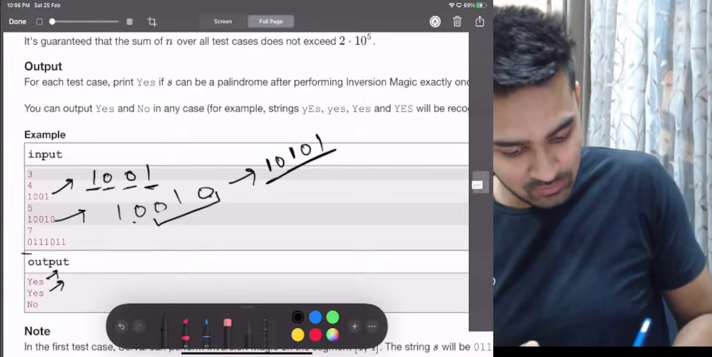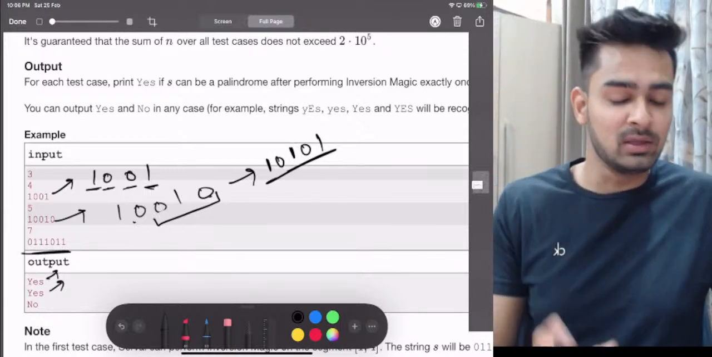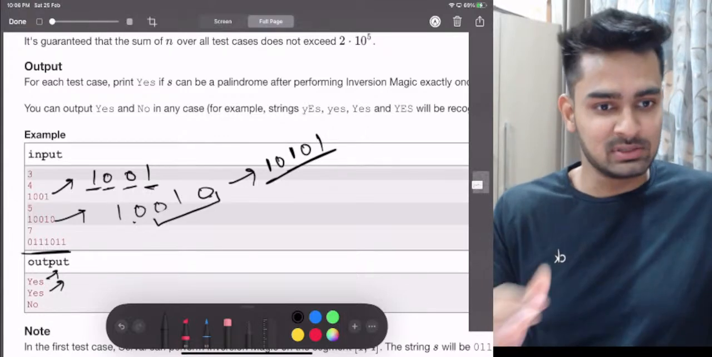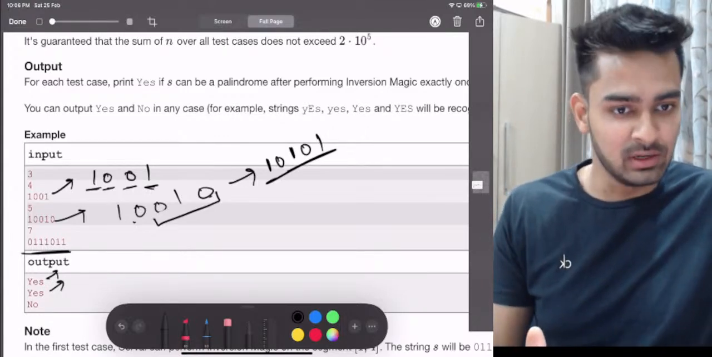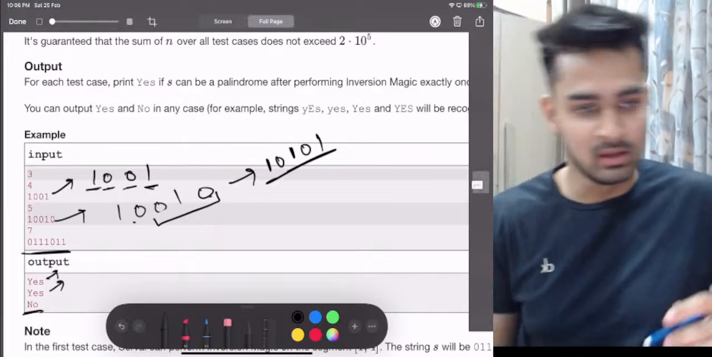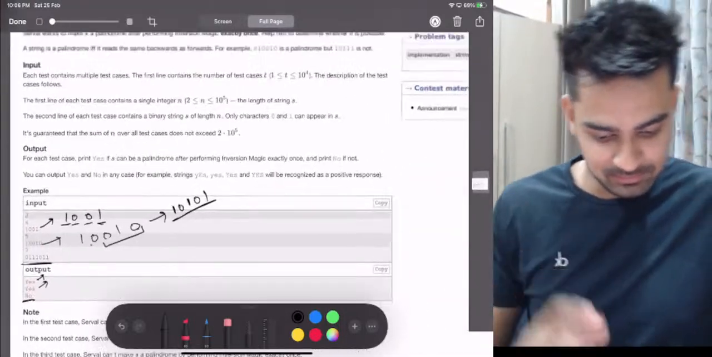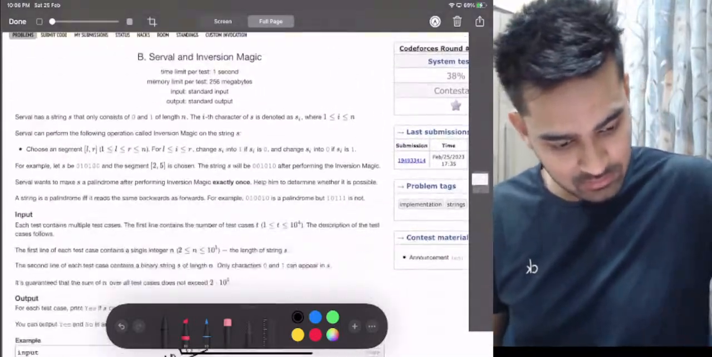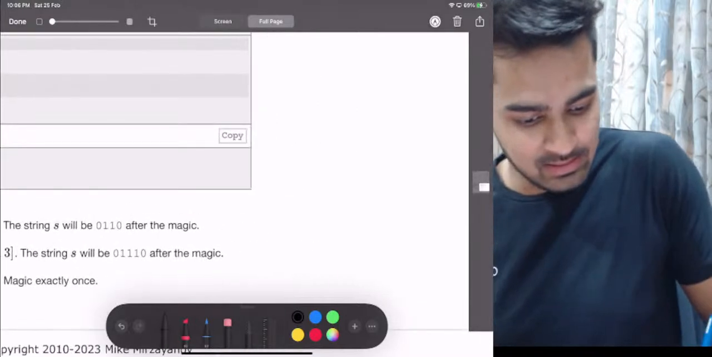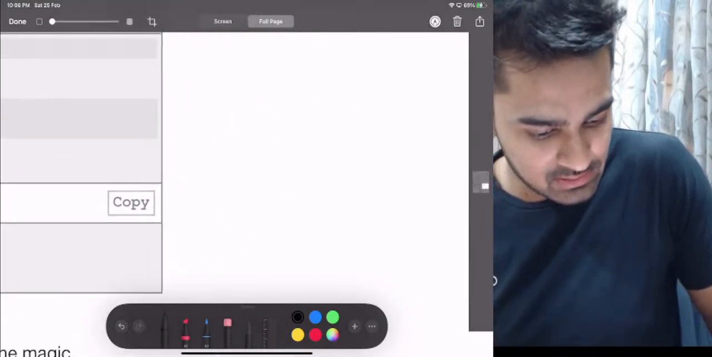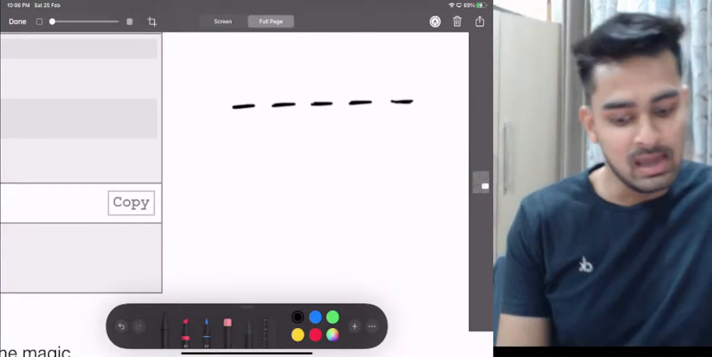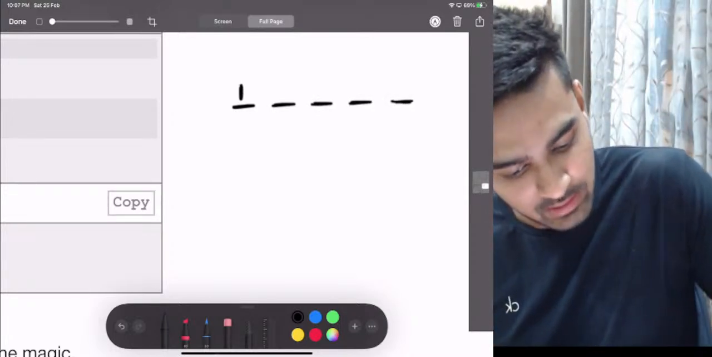Similarly, for the next one, there is no way you can take one subsegment, make an inversion of it, and after that have it become a palindrome. Therefore, the answer is no. Now, how to solve this problem? Let's do it here only. Let's say we have a palindrome of some size, let's say of length 5. And let's say we have 1 here and 0 here.